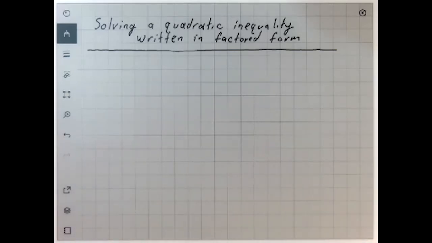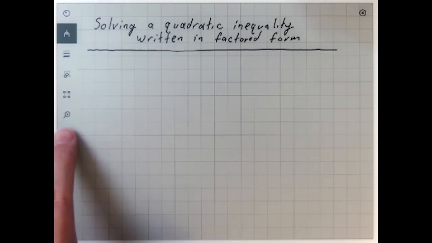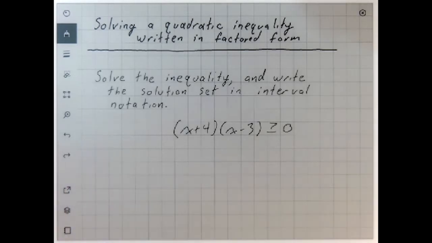Solving a quadratic inequality written in factored form. This is a nice warm-up to get us feeling about algebra, as well as to remind how inequalities, intervals, and the like work. So let's just dive right in, solve the inequality, and write the solution set in interval notation. x plus 4 times x minus 3 is greater than or equal to 0.